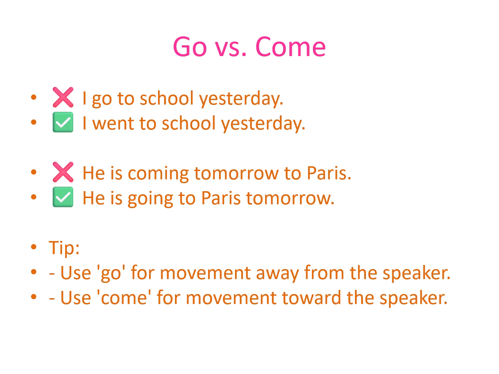Another mix-up happens with go and come. Use go when moving away, like go to school. Use come when the movement is toward the speaker's location. So if you're not in Paris, you should say he is going to Paris, not coming to Paris.